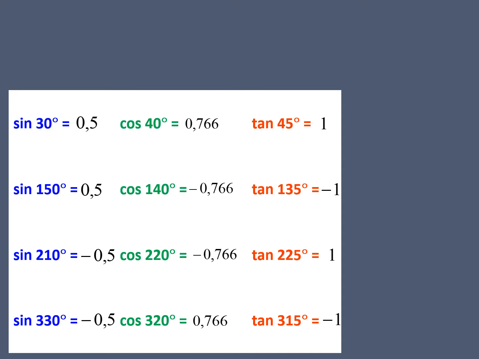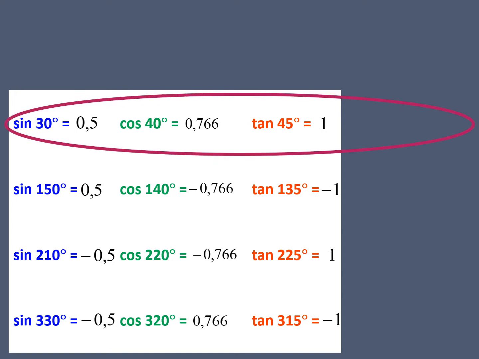Now I want to look at these answers in a few different ways. The first way, I want to look at each row. In the first row, I notice my angles are 30 degrees, 40 degrees, and 45 degrees. And they are all angles that appear in quadrant 1. In other words, between 0 and 90 degrees.